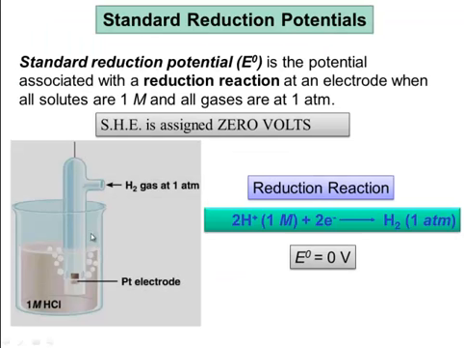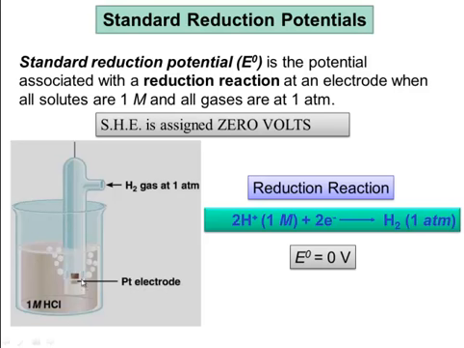As I told you all earlier, it is the standard hydrogen electrode whose potential is fixed arbitrarily as 0 volts and is used as a primary reference electrode. Let's have a look at its construction.